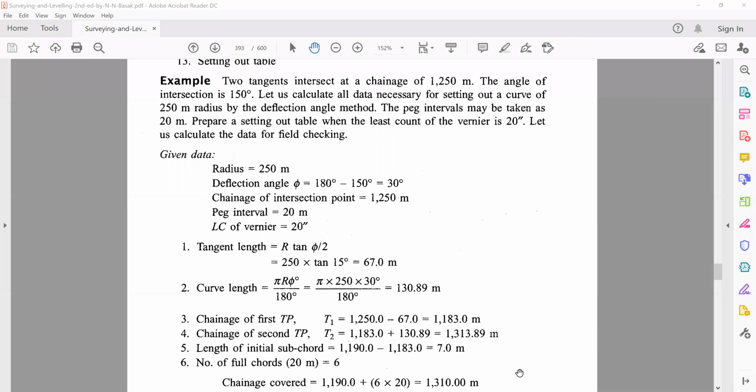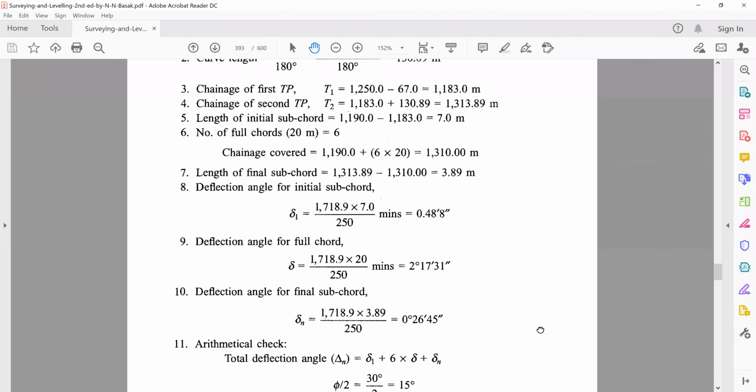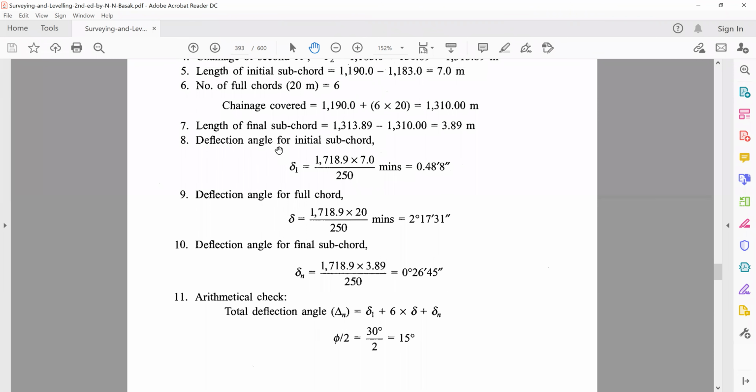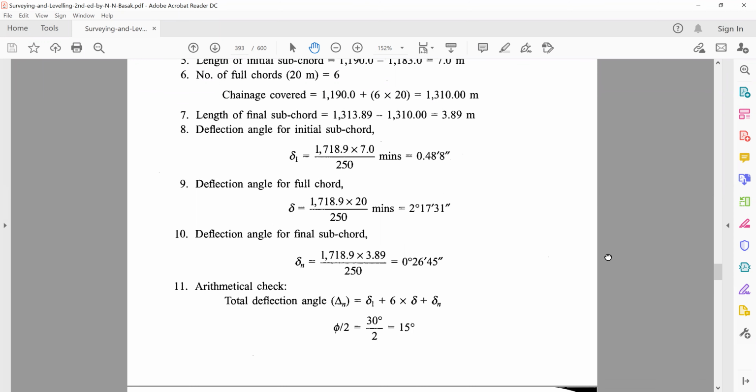So now once we have that, we can apply the equation for deflection angles. Since the book has done it in such a way that it has an initial subchord, full chord, and the final subchord, for the same equation the radius remains the same for all three. The constant 1718.9 is there. And then you replace the values of l_n, which is the initial subchord, full chord, and the final subchord. So 7, 20, and 3.89. And then you get three values of deflection angles. And then you can apply the check as well to see if your calculations are right.